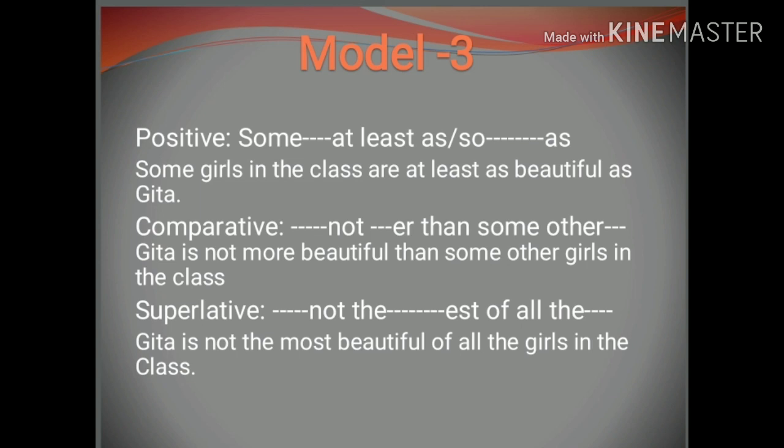In comparative degree, not plus adjective plus ER than some other is observed. For example, Geeta is not more beautiful than some other girls in the class. In superlative degree, not the plus adjective plus EST of all the is observed. For example, Geeta is not the most beautiful of all the girls in the class.